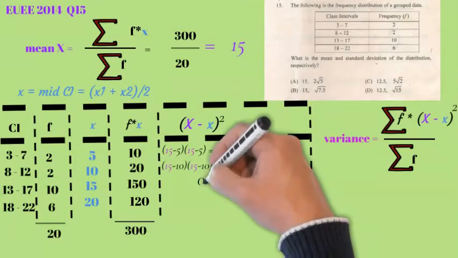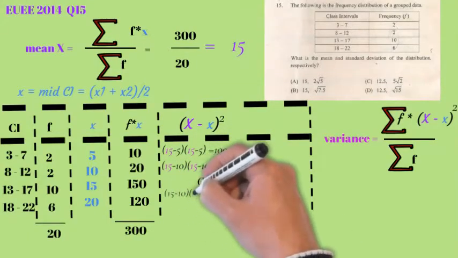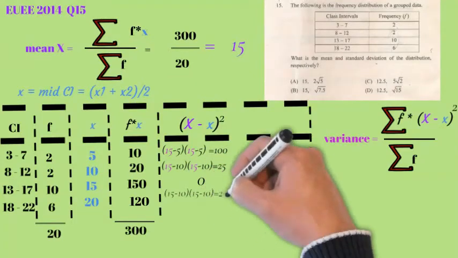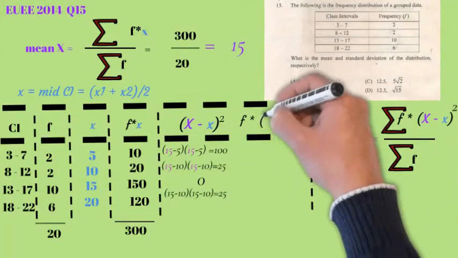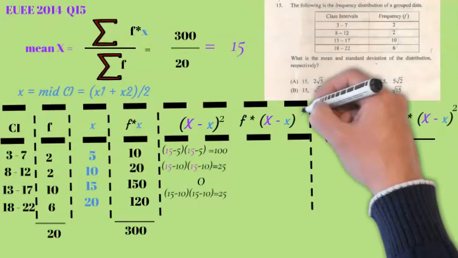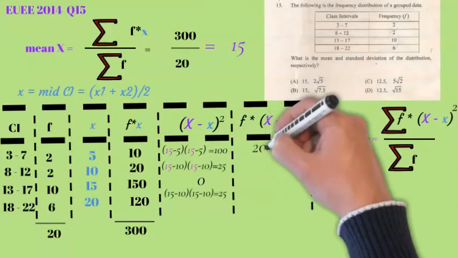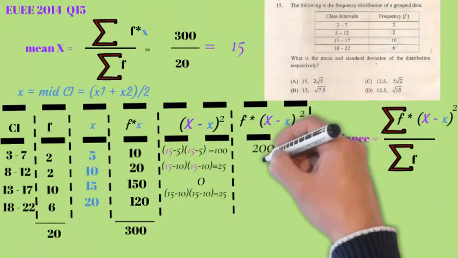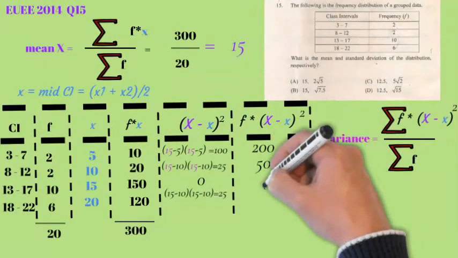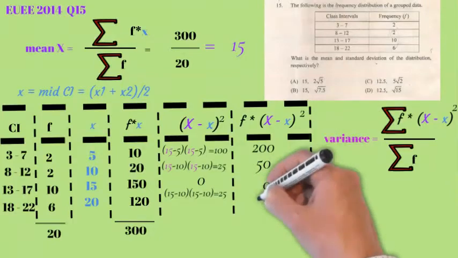x minus the mean, that is 10, the mean is 15, 15 minus 10, which is 5, and then times f. So you get 5 squared is 25, and then we have 15 minus 20, which is minus 5, squared is 25. But 15 minus 15 is 0. That's why you see that 0 in the middle.